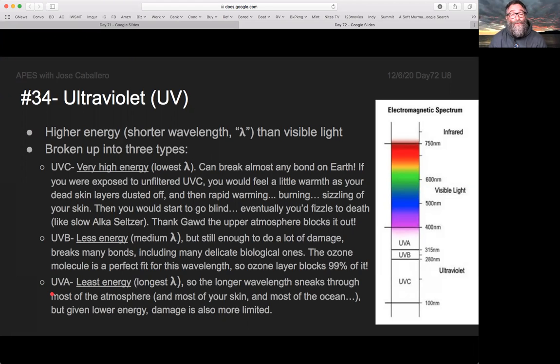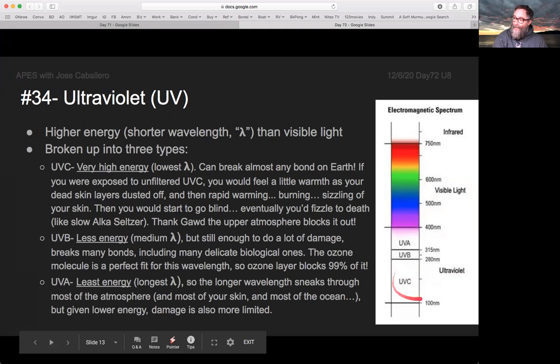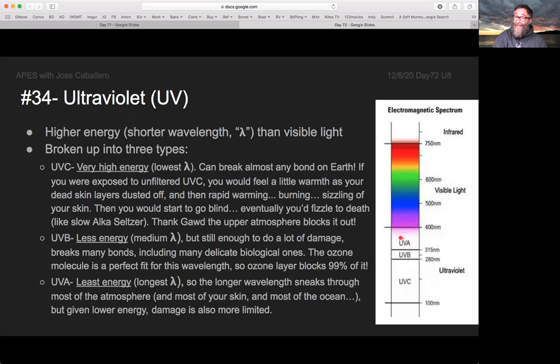There are three types of ultraviolet, and I'm sorry, you do need to know all this. They're UVA, UVB, and UVC. UVC has very high energy, UVB has less energy, UVA has the least energy. And so UVC has an extremely short wavelength. You can see that on the screen. And UVB has a medium wavelength, and UVA has a lazy wavelength.